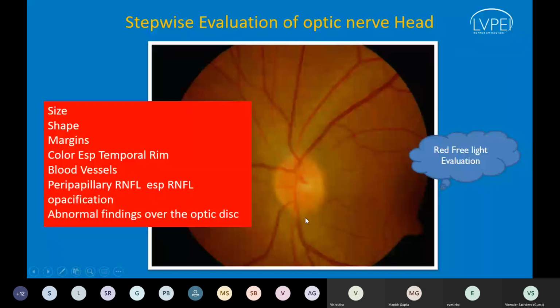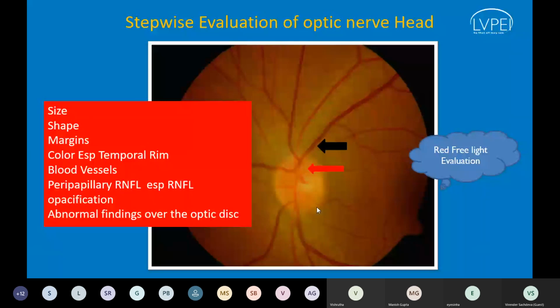This is very important. As I will show through the examples, it will be very important in helping us make the final diagnosis, especially in patients who have peripapillary RNFL obscuration in early papilledema. Look for any abnormal findings over the optic disc, and look for the blood vessels. Sometimes the blood vessels will give us the clue. I will again reiterate these points through the examples.